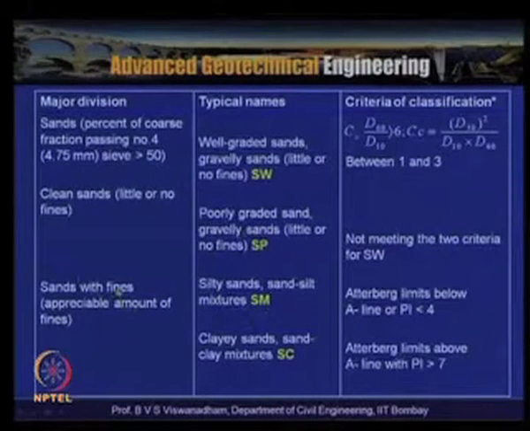So the sand with appreciable amount of fines, silty sands and sand silt mixtures with plasticity index less than 4, are indicated as silty sand or sand silt mixtures, SM, and clayey sands and sand clay mixtures are indicated as SC. So here we have seen sandy types of soils with different types of gradation, SW, SP and SM with some silt mixtures, or clayey sands or sand clay mixtures indicated as SC.